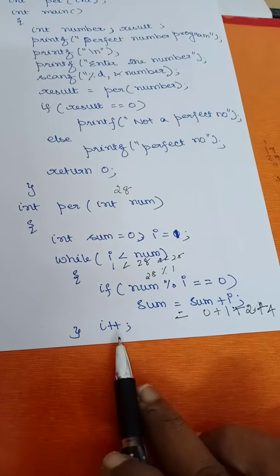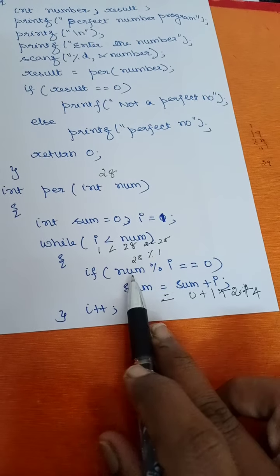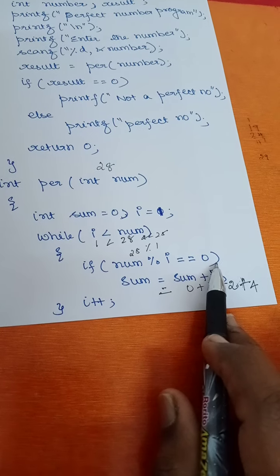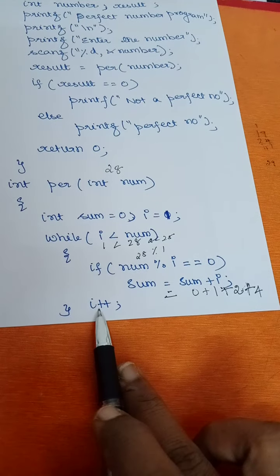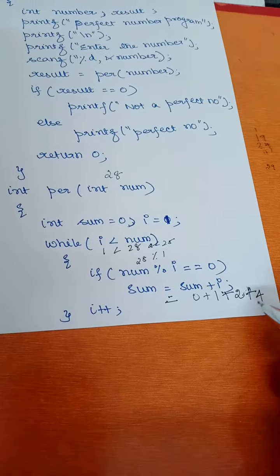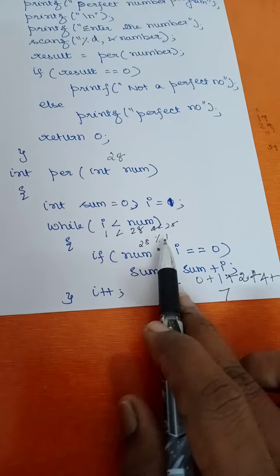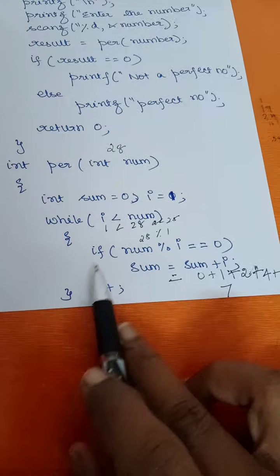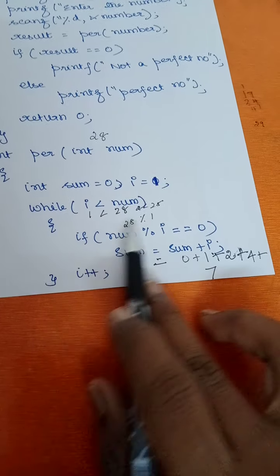Then i plus plus, it becomes 5. So again 5 is not divisible. Right? 28 modulus 5 is not equal to 0. So this statement will not be executed. So i will be incremented. i will be 6. Again for 7 it is divisible. So I will add 7 here. Next again i plus plus, 8. For 8 it is not divisible. 9 not divisible. 10 not divisible. 11 no. 12 no. 13 no.